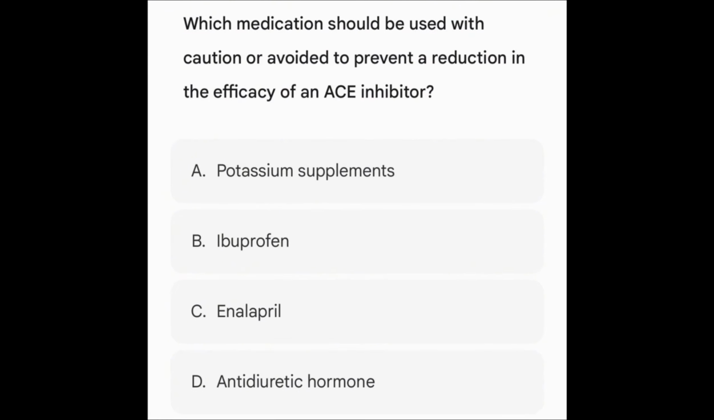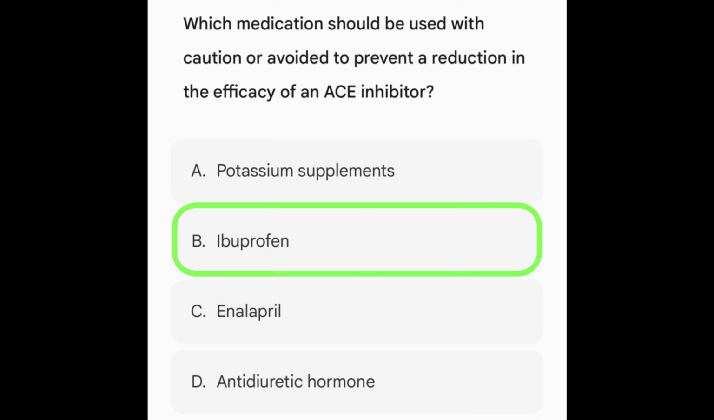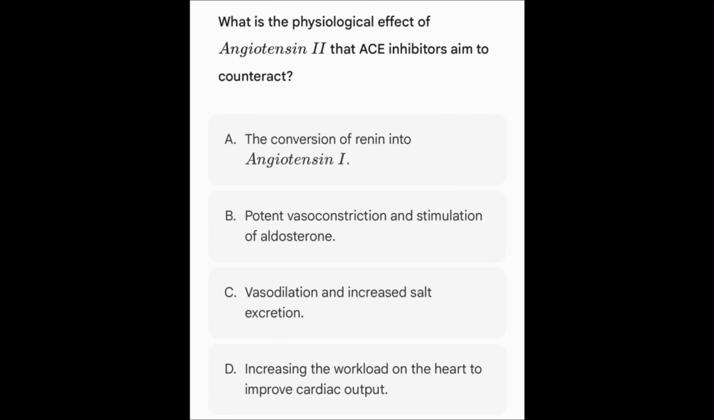Question 4. Which medication should be used with caution or avoided to prevent a reduction in the efficacy of ACE inhibitors? The answer is ibuprofen. And finally, question 5. What is the physiological effect of angiotensin 1 that ACE inhibitors aim to counteract? The answer is potent vasoconstriction and stimulation of aldosterone.